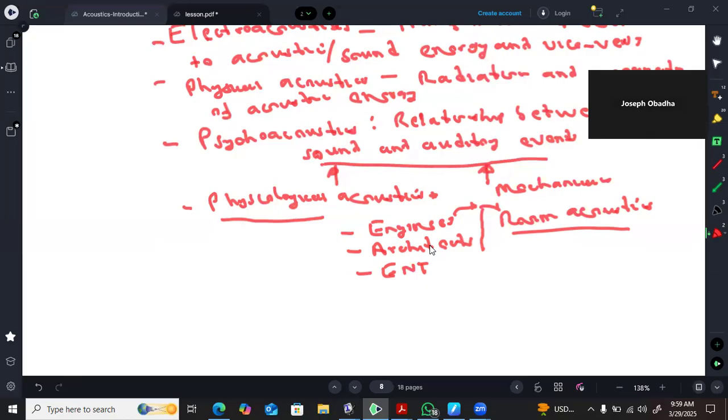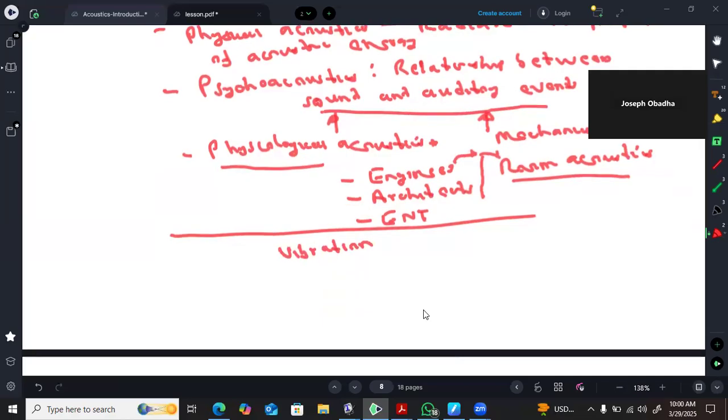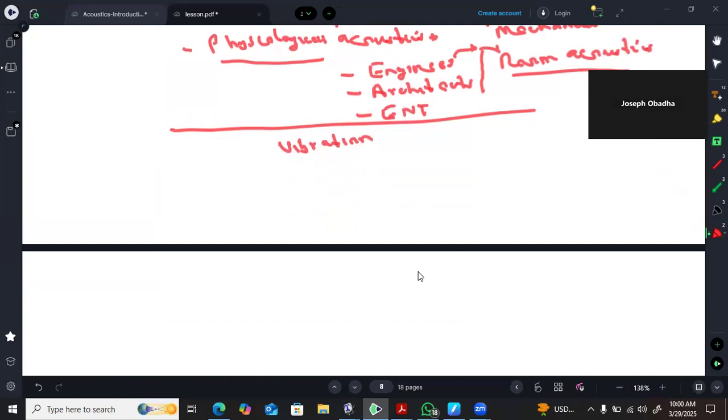So acoustics is very multidisciplinary in nature, but there are certain common aspects of acoustics, especially the one that deals with the fact that we must have some vibration for the sound to be there. So understanding how the sound is generated is very key. And in our study, that is one of the approaches that we are going to take.